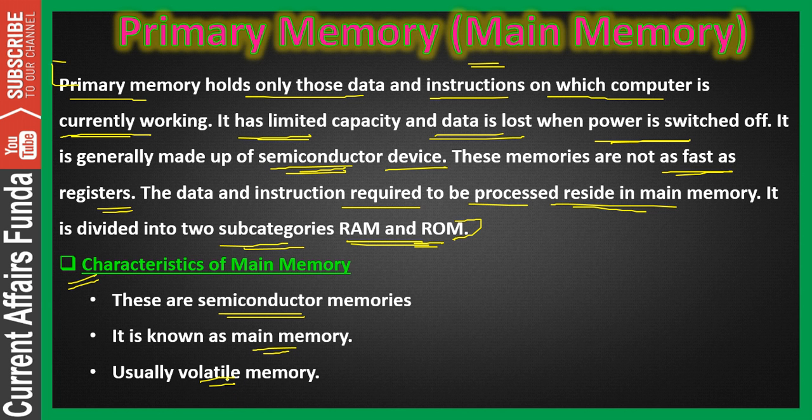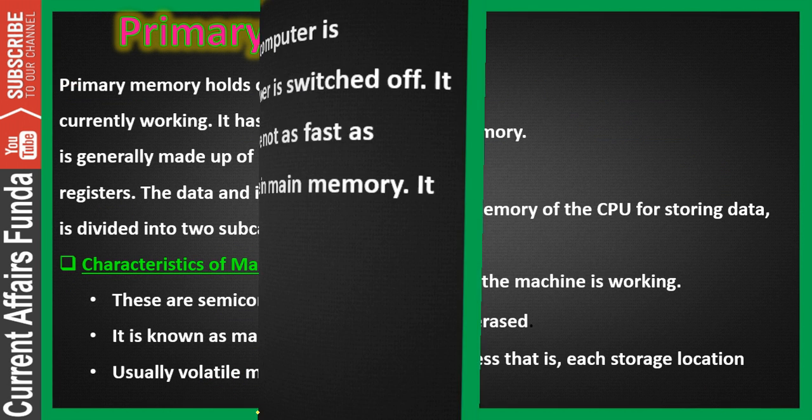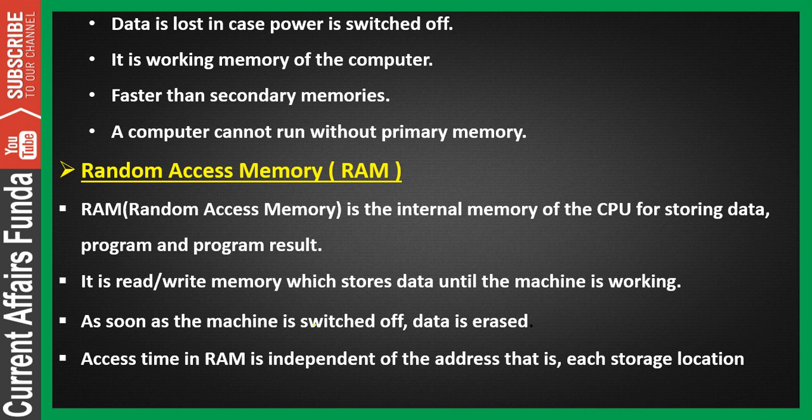Volatile means the data it has will go out. In Hindi, what is the meaning of volatile? Nashwan. Kyunki iske andar jo bhi data hota hai wo permanent nahi hota, that is why we call our primary memory a volatile memory. Now going to our next slide, here also there are some characteristics.